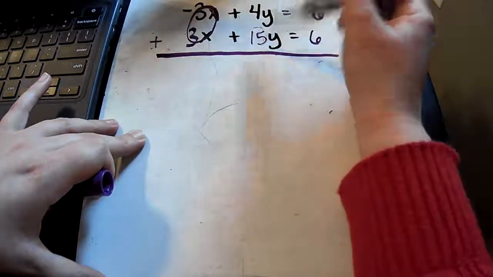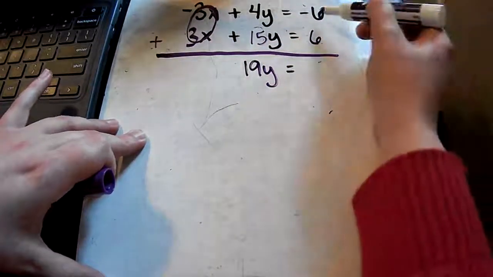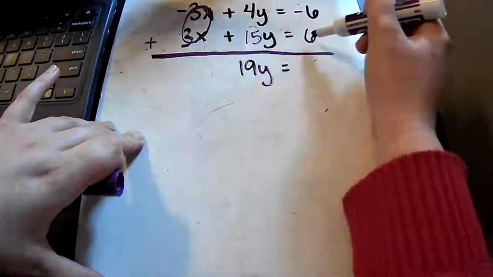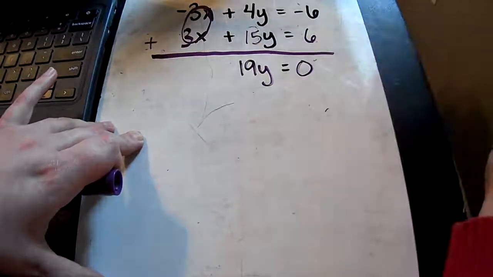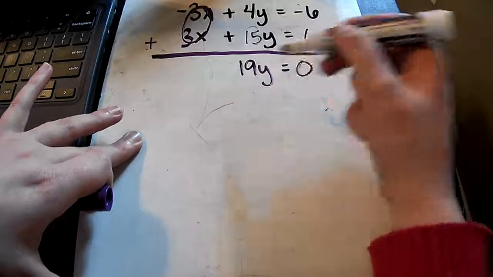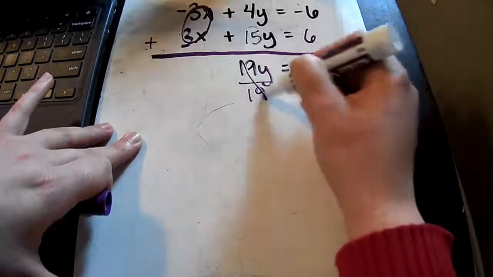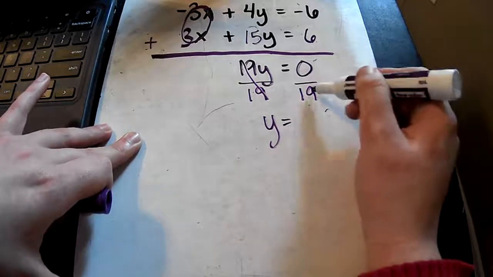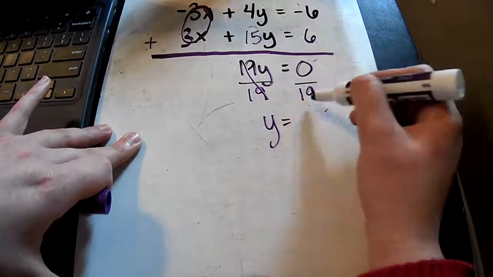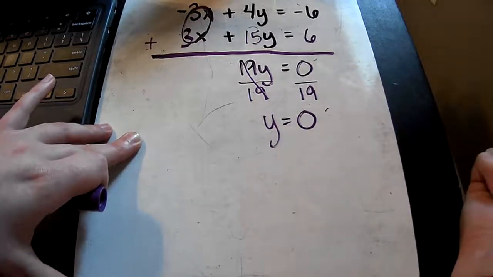4y plus 15y gives me 19y. And on this side, negative 6 plus positive 6 gives me 0. So if I'm trying to solve this for y, right now y is being multiplied by 19, we would divide both sides by 19. y equals 0 divided by 19. Well, 0 divided by 19 is just 0. So the y value is going to be 0.